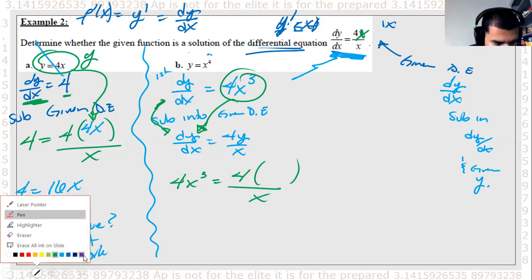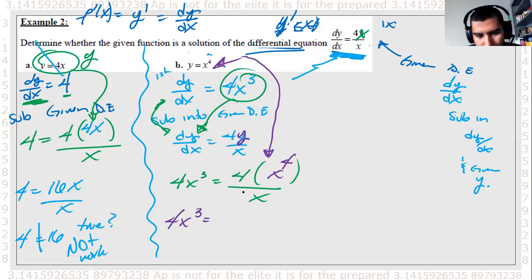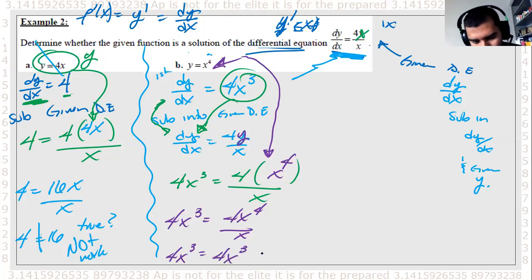And I can find out what my y is because it was given to me from the original. So all I'm going to do is put it right here, and that is x to the fourth. So on the left-hand side, I got 4x cubed equals 4x to the fourth over x. So I got 4x cubed. This does work. Yay. So this is my answer.